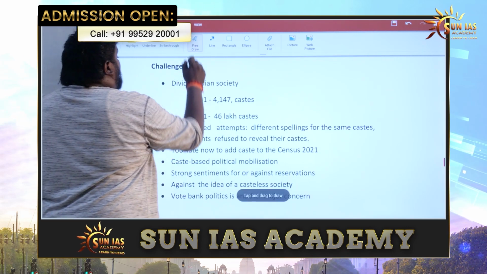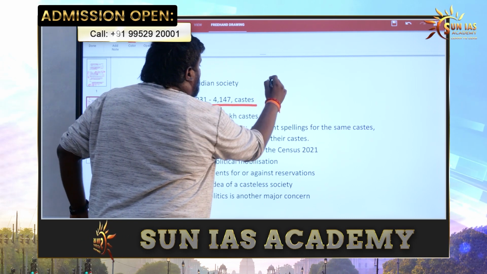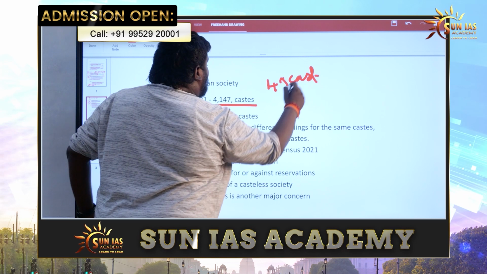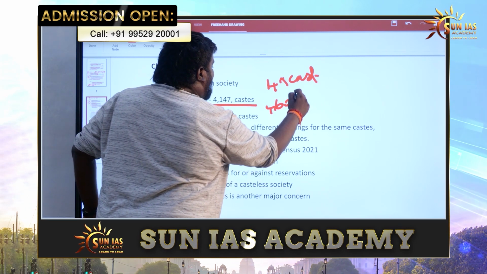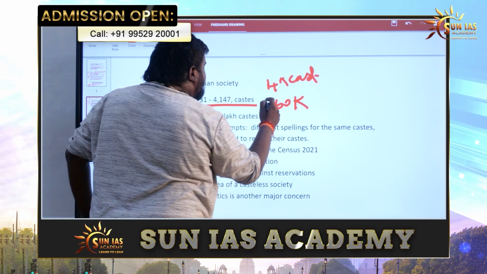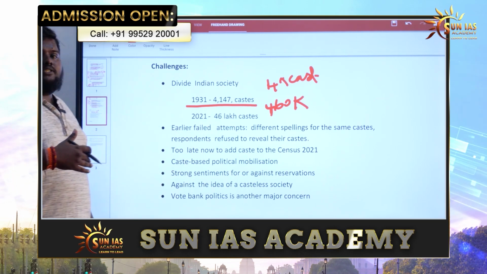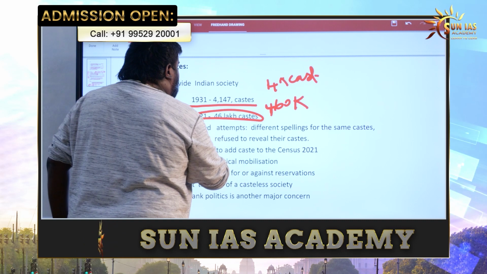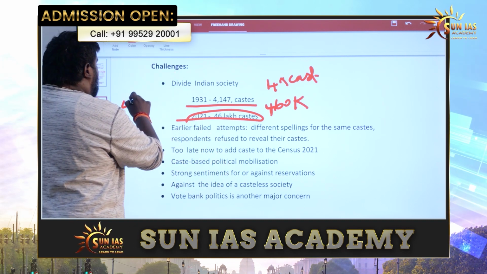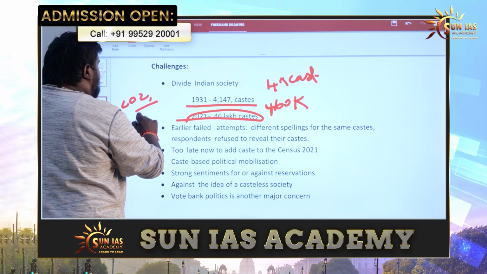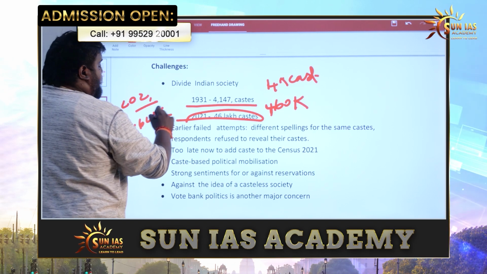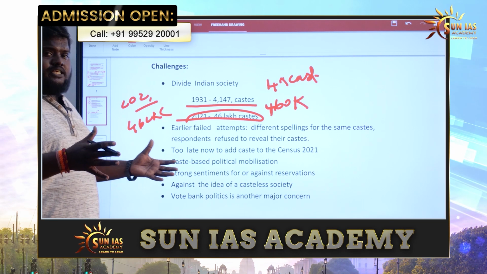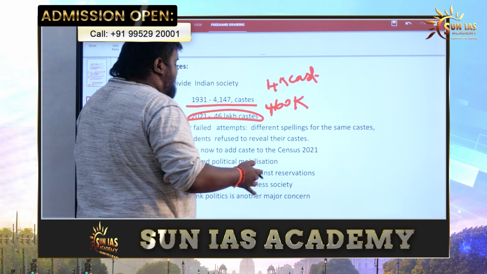See, during 1931 there were around 4,000 castes. Now there are around 460,000 castes. So this is one such problem. Surely we would also have the subcastes. So in today's date, in 2021, we are having around 46 lakh castes. So there are subcastes within that, and each and every differentiation has been done. So there are many challenges in this.